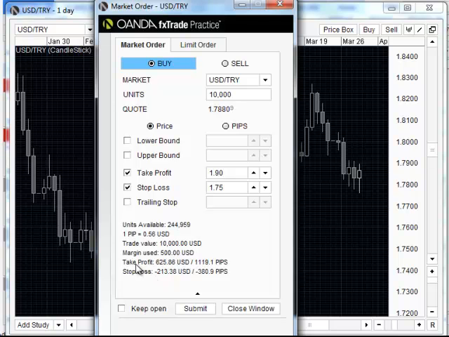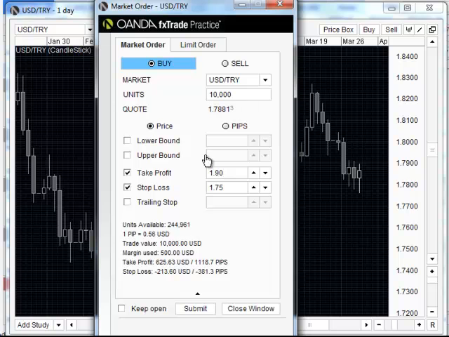And here you can see your take profit. If the pair moves to 1.90, you'll make 1,119 pips on this trade. And converting that to dollars, that means you'll make $625 in this trade. But if it moves to the stop loss and you take a loss, you're going to lose $213 in this trade. So you're basically risking about 2% of your trading account on this trade if you have $10,000 in your account. So this is an acceptable risk.